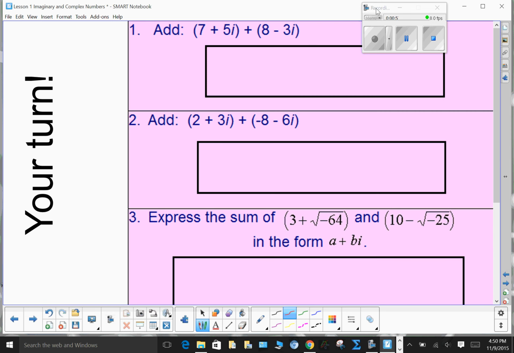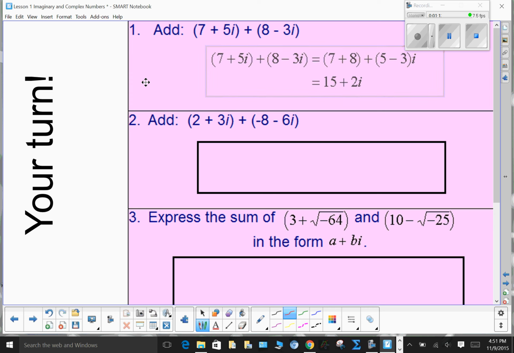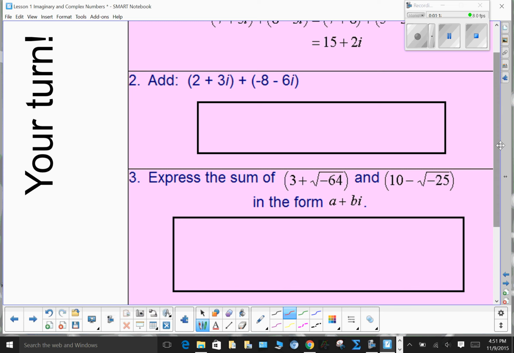Okay. If I want to add 7 plus 5i plus 8 minus 3i, I'm going to add the 7 and the 8 to get 15. And I'm going to add the 5 and the -3 to get 2. So here we go. Try these next two. Pretty basic, pretty simple. Or at least try number 2. Pause the video if you need to.